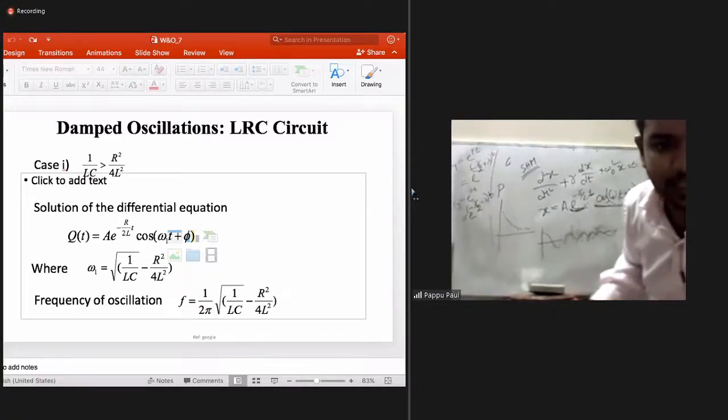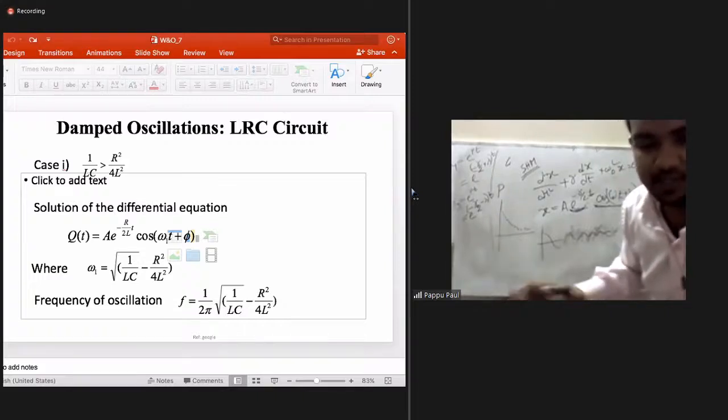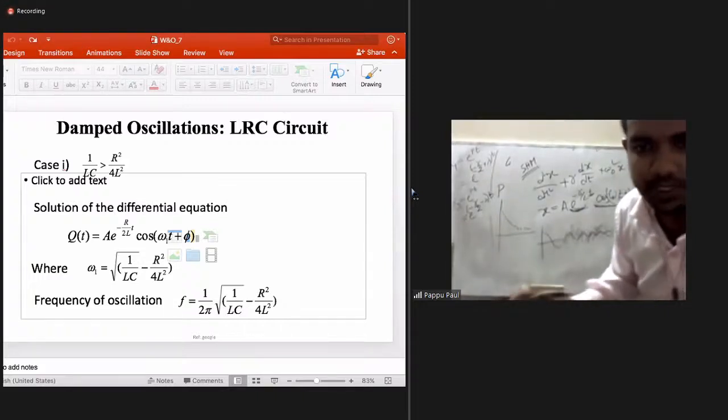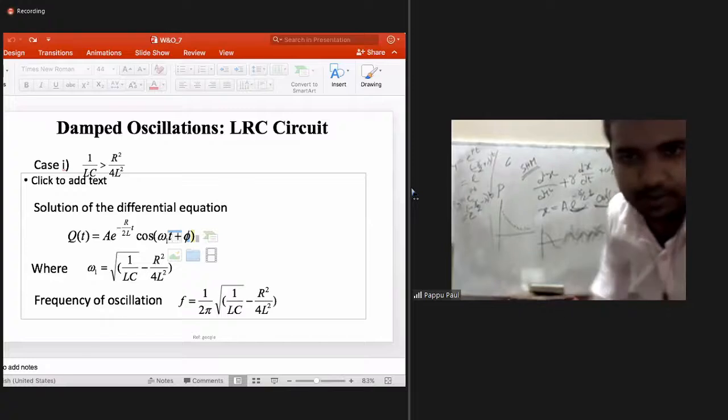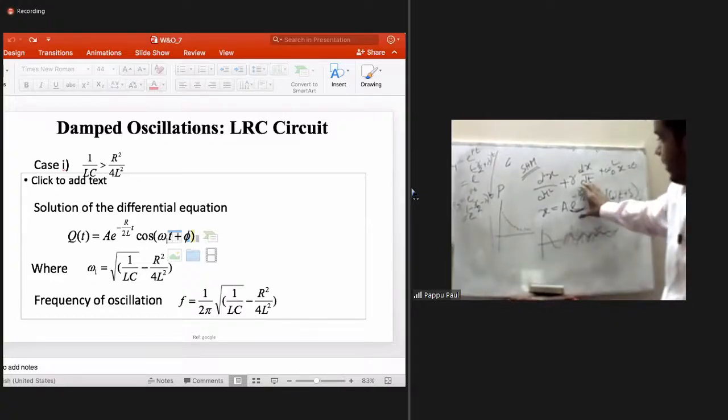Okay, I think you now understand the difference between damping oscillation and simple harmonic motion. Yes, okay, sir. This is actually the damping part. For this, the value of our amplitude is decreasing with time.